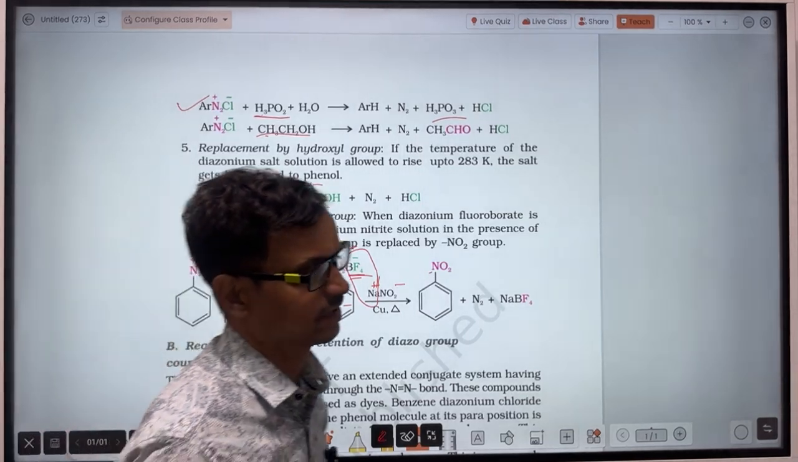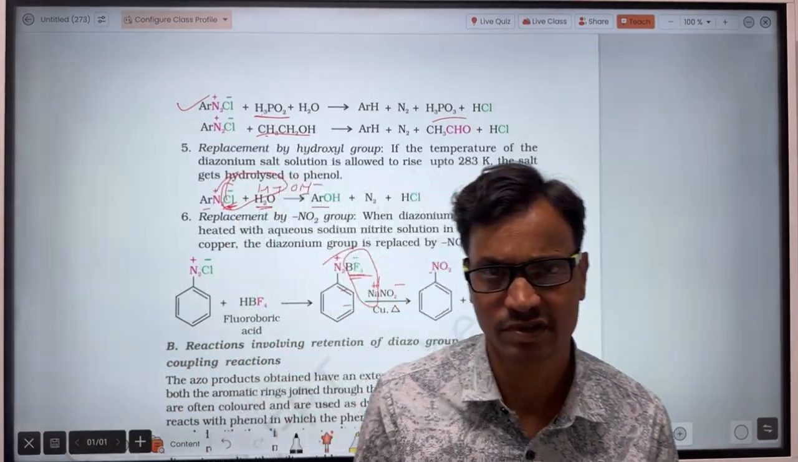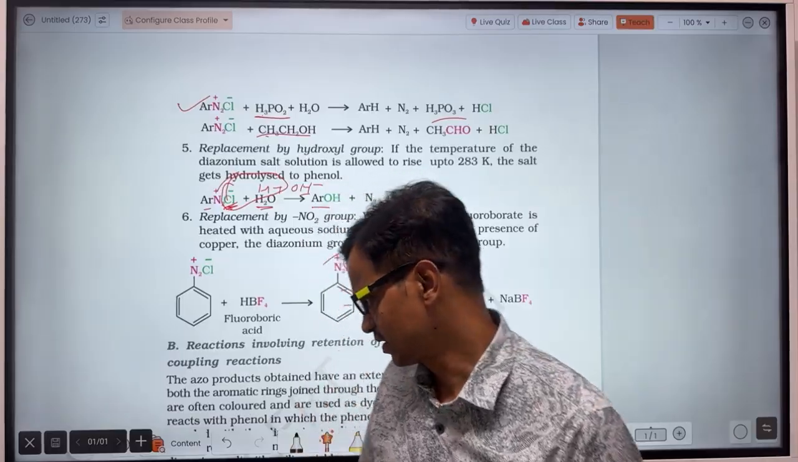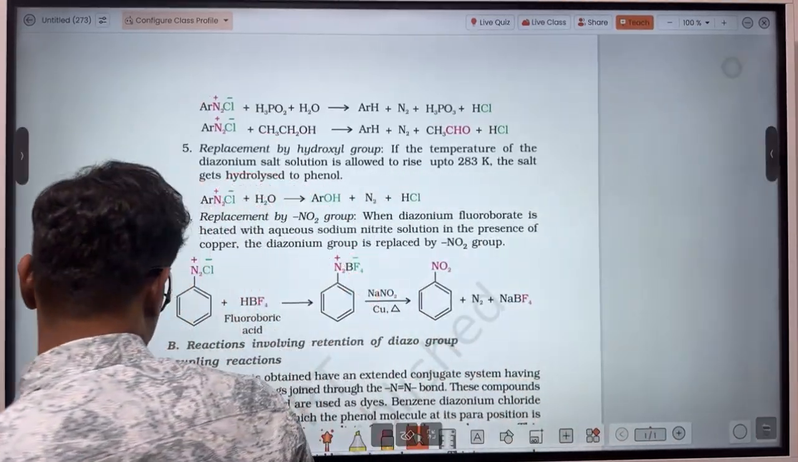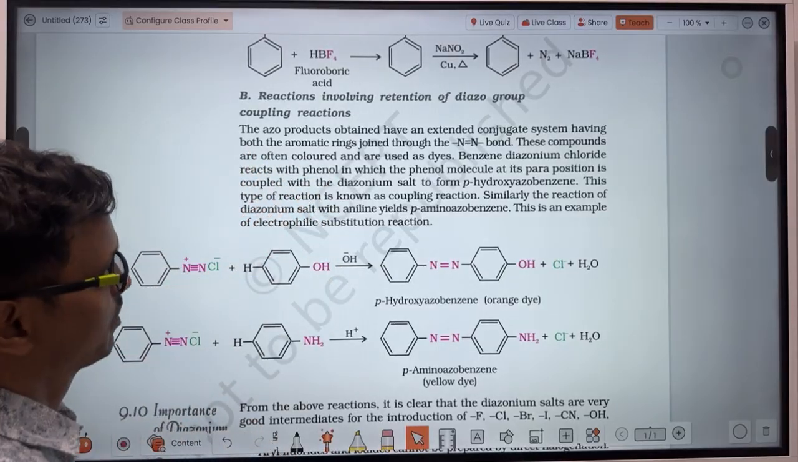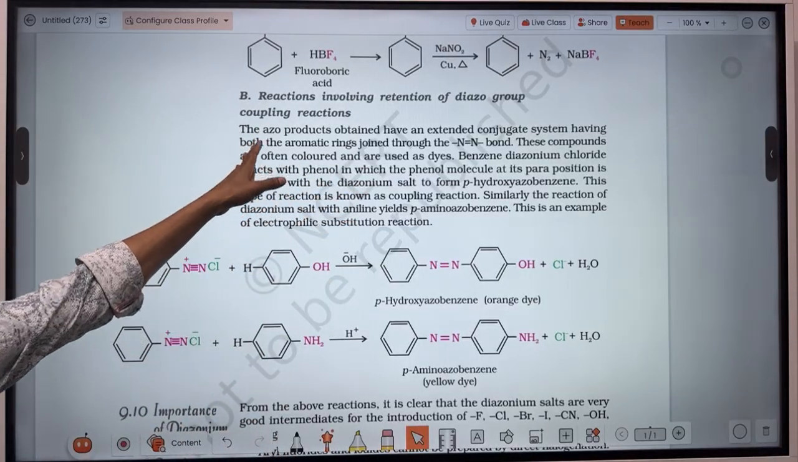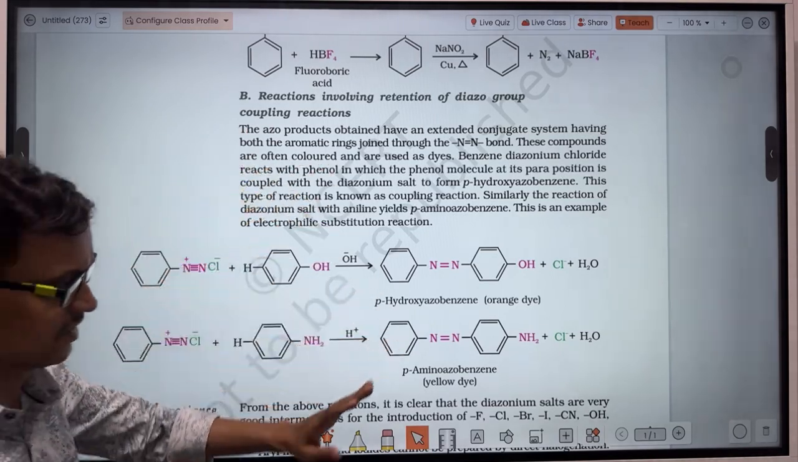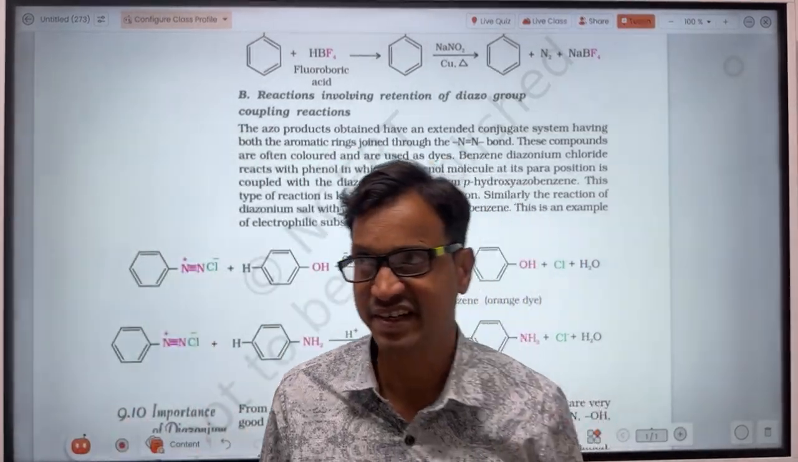Okay, so that was the reactions of diazonium salt in which the nitrogen was replaced. Now let's see another reaction. Reactions involving retention of the diazo group: coupling reactions. This reaction is also called a coupling reaction.